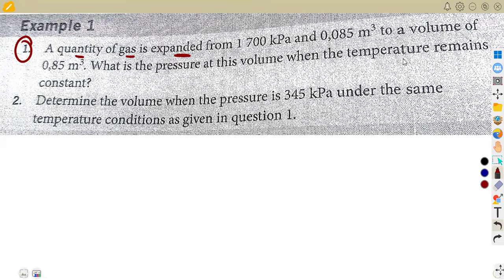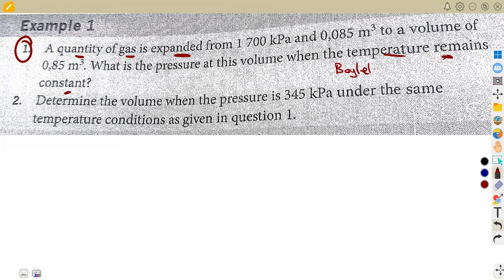So it's an expansion that is happening, but you're given the pressure at this volume when the temperature remains constant. So when the temperature remains constant, we go back to the laws that we had. Boyle's law was stating that the mass of a perfect gas varies inversely as the absolute pressure, provided that the temperature remains constant. So as the temperature remains constant, we are simply talking about Boyle's law.